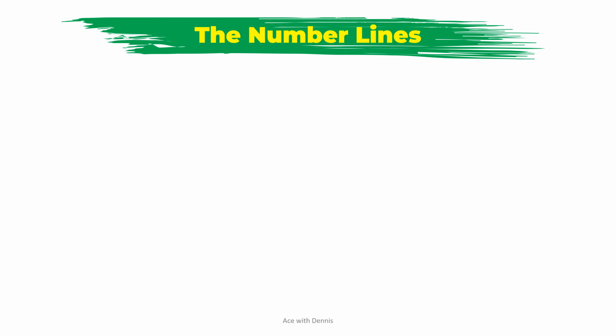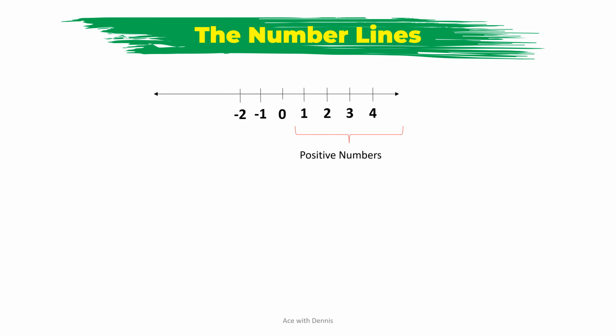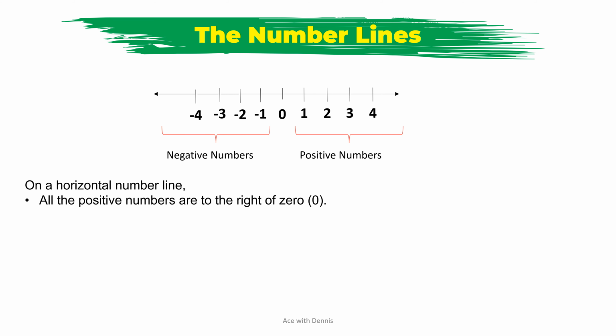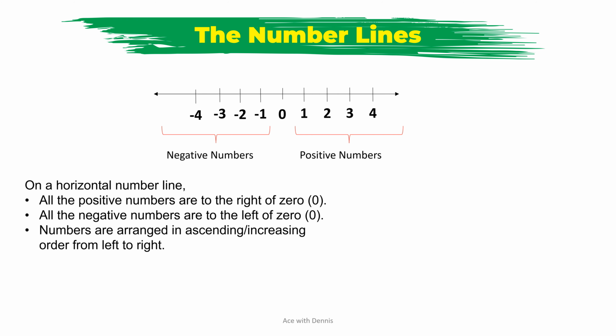Now, let's discuss number lines. Here is an example. We start from 0. We move to the right. We have 1, 2, 3, 4, and so on. These are positive numbers. We move to the left. We have negative 1, negative 2, negative 3, negative 4, and so on. These are negative numbers. From this horizontal number line, we can see that all the positive numbers are to the right of 0. All the negative numbers are to the left of 0.